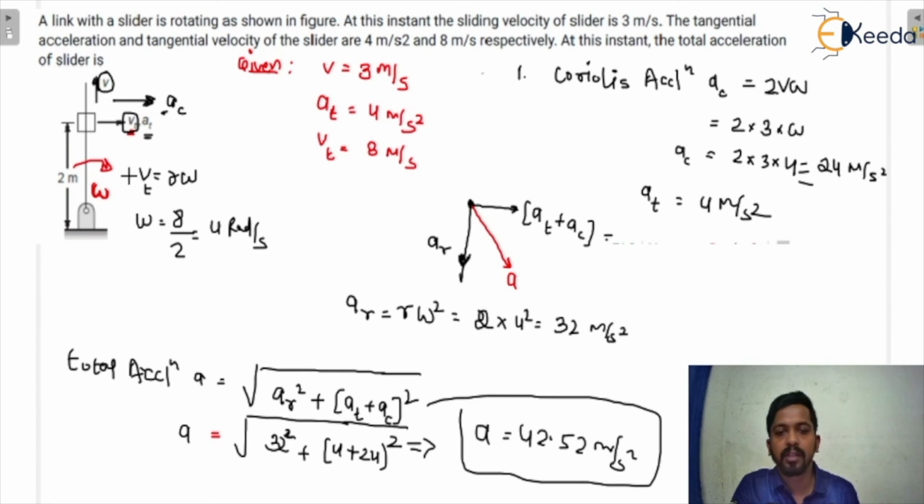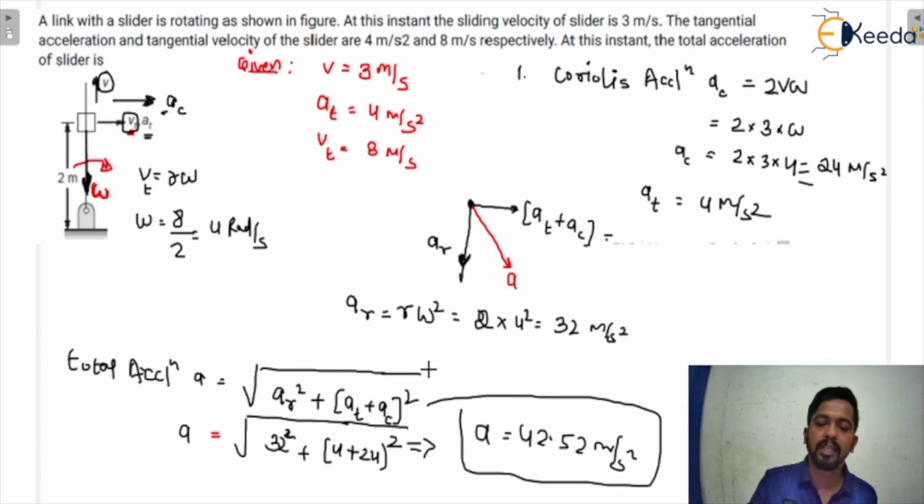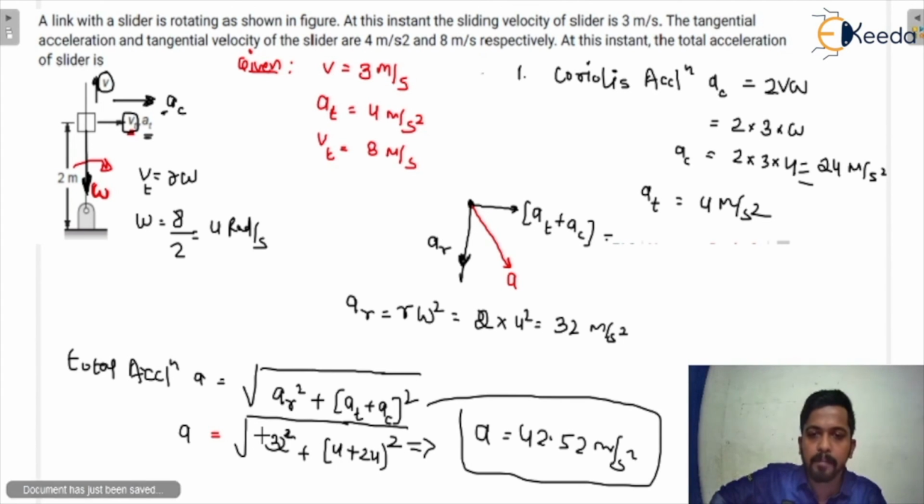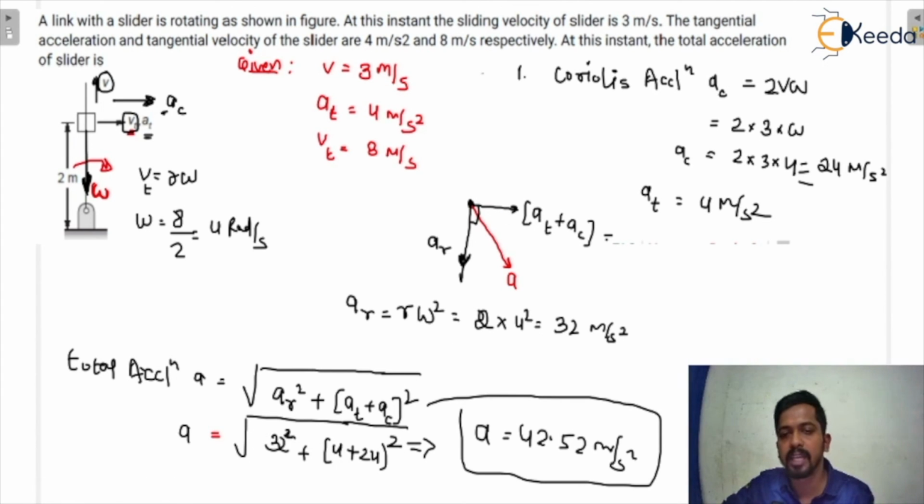Now we need to find the radial acceleration, which is toward the center along the radius. So it is basically r omega square, or you can calculate using linear velocity, that means vt square by r. Both will give you the same answer. Then you have to calculate the total acceleration here, because both are perpendicular to each other, so we can calculate the total acceleration like that. Okay, finally you will get 42.52, and the direction of total acceleration you can calculate here.